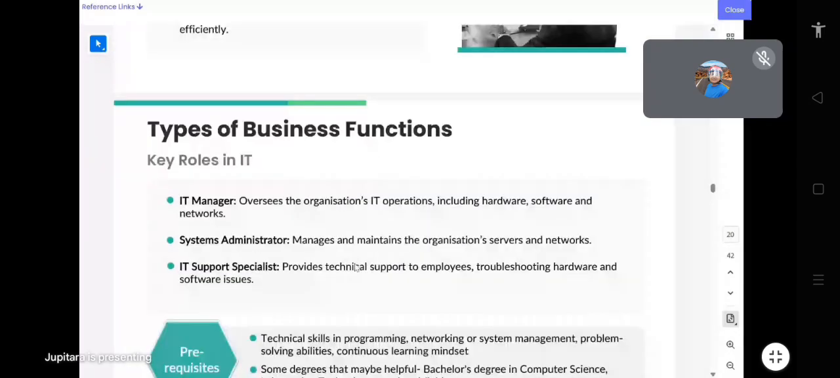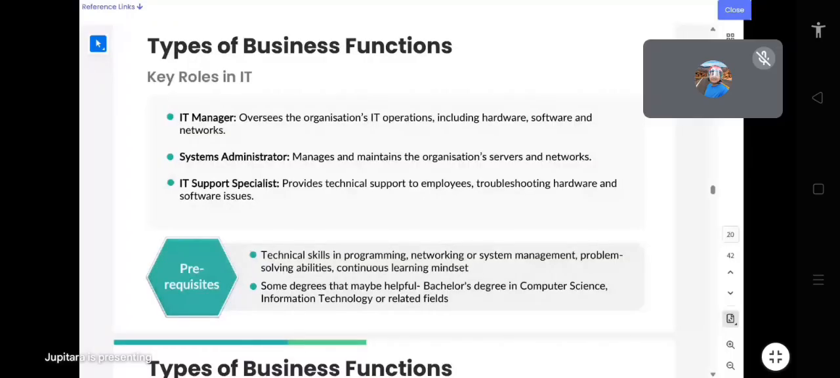IT is one sector which supports every organization. It is termed as one of the important support functions in a company.